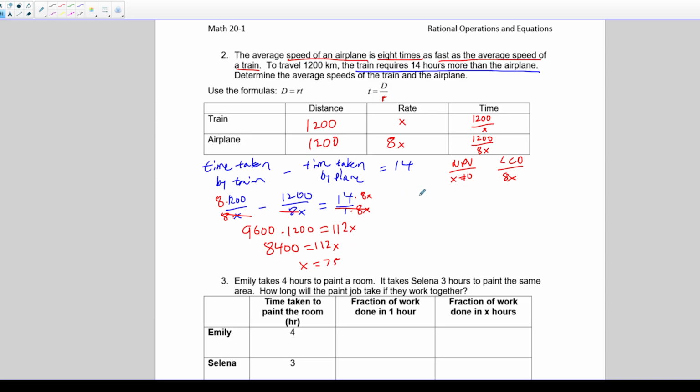So if we look at our chart and we plug our value of x back into here, we have a train. So the train's speed is equal to 75 kilometers per hour. And then for the airplane's speed, we know that's going to be 8 times 75, which gives us 600 kilometers per hour.